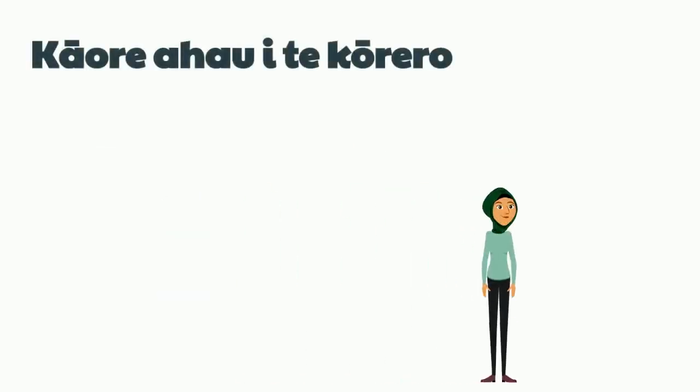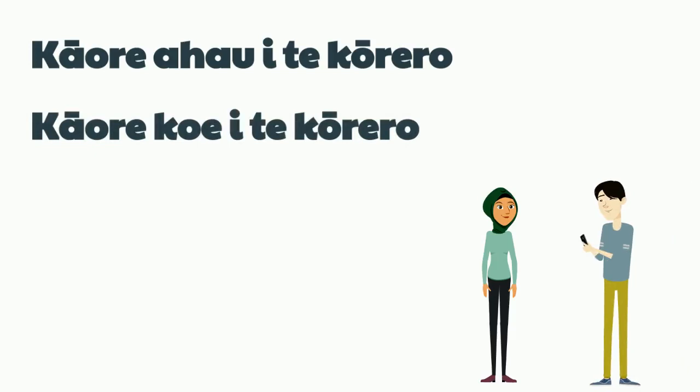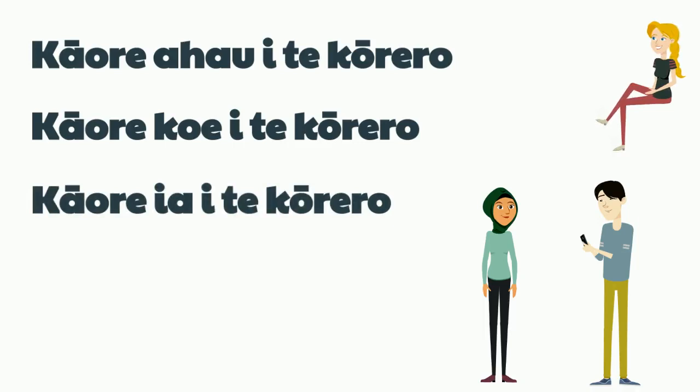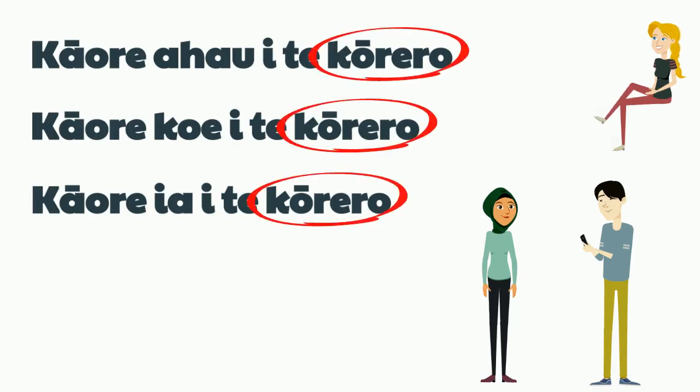Kāore ahau i te kōrero. I'm not speaking. Kāore koe i te kōrero. You're not speaking. Kāore ia i te kōrero. He or she is not speaking. Just like in positive sentences, the verb doesn't change.